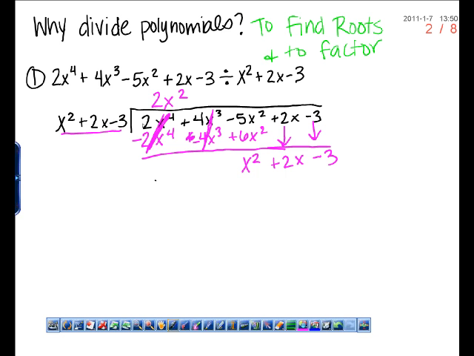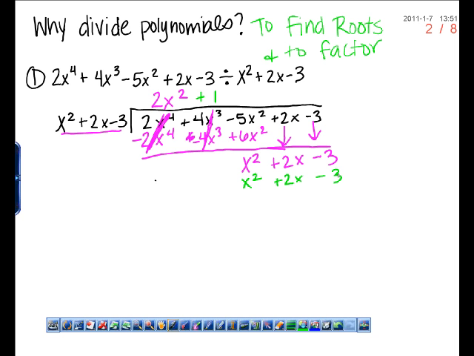So we just went through one cycle, okay? So now we start the cycle over again, and we start with dividing. What times x squared gives me x squared? 1. So I'm going to put plus 1 up here. After I divide, I multiply. 1 times x squared is x squared. 1 times 2x is 2x. 1 times negative 3, negative 3.